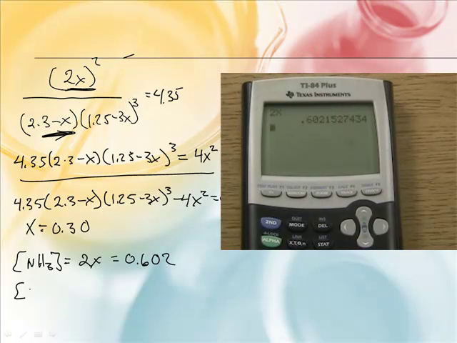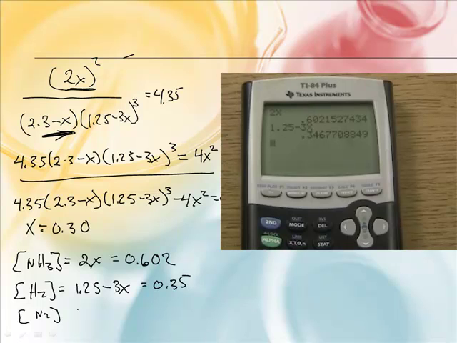The concentration of the hydrogen, which one was it? That's the 1.25. Okay, this was 1.25 minus 3x. So I'm just going to type 1.25 minus 3x, and I get 0.35. And the nitrogen was 2.3 minus x. So I'll just say 2.3 minus x, 1.9, call that 2.0.